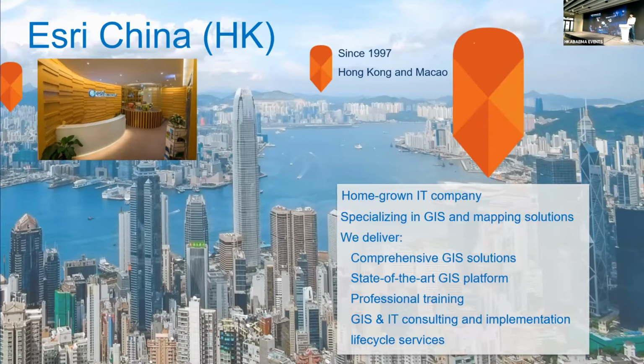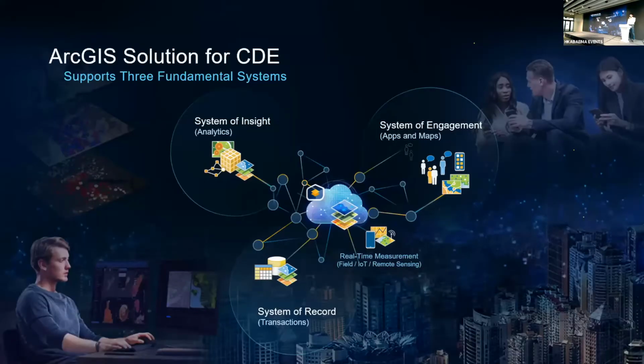As a CDE, a common data environment, and as a GIS, geographic information system, vendor, we emphasize spatial data. Our CDE is built on three systems. The first one is the system of record. What is a system of record? We think that a system of record manages all the data, no matter whether it's spatial or non-spatial data, on our platform. It's a single source of truth.